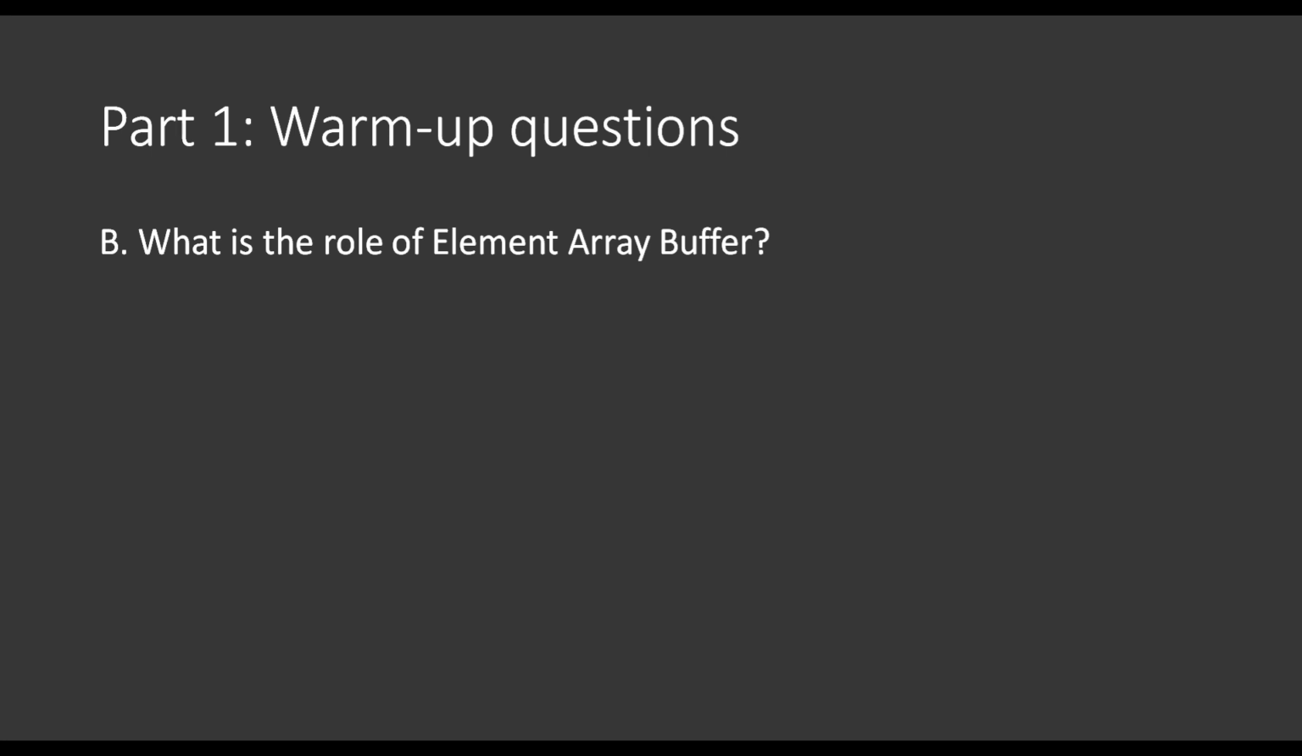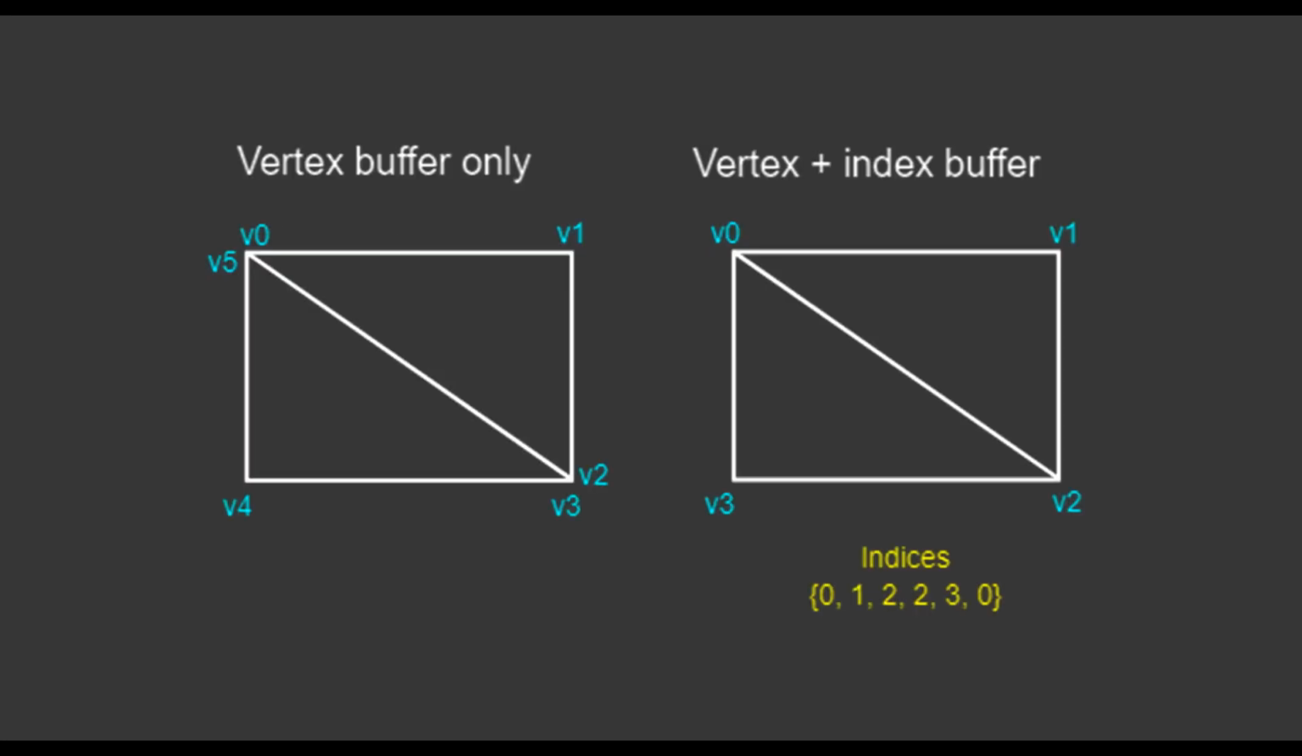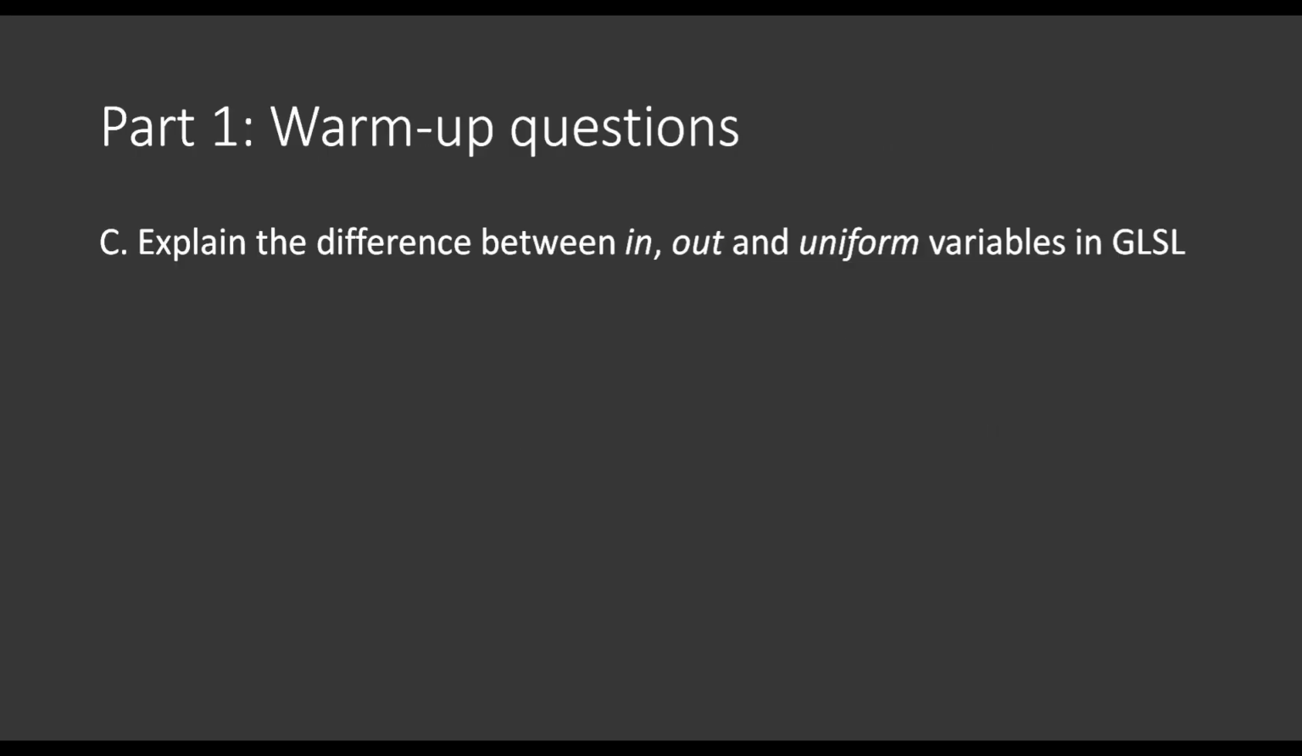Question B. What is the role of element array buffer? Element array buffer is just another name for your index buffer. We've covered it last time, but just as a reminder, we use index buffer to enable vertex reuse and avoid vertex redefinition. The main advantage is that we can optimize our models so they require less memory to be stored and less computations when we calculate transformations, as there's a smaller number of vertices that we have to deal with.